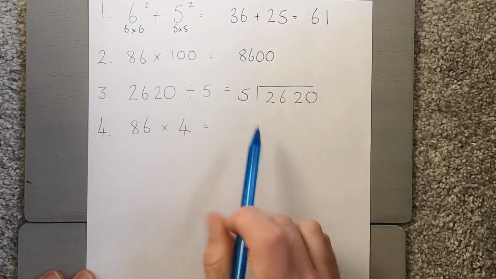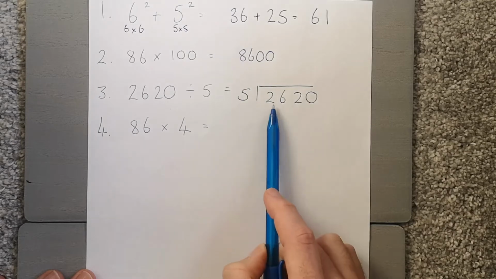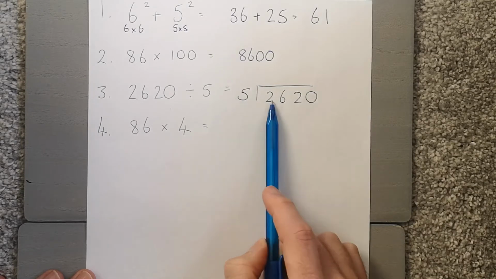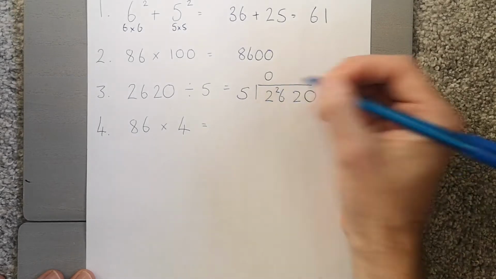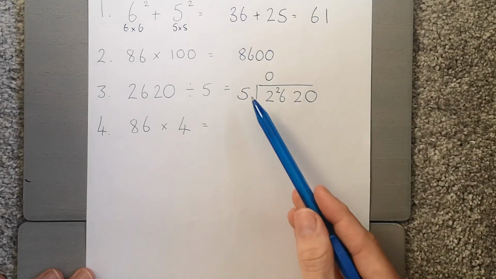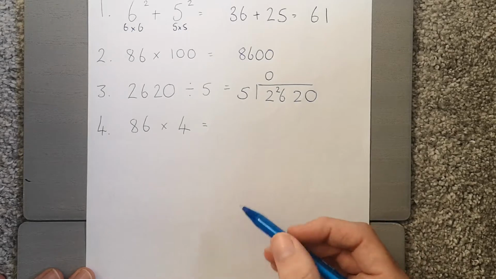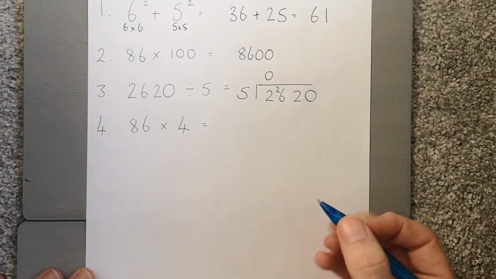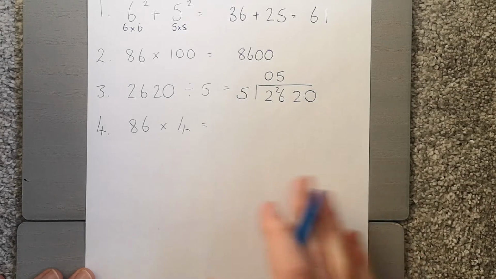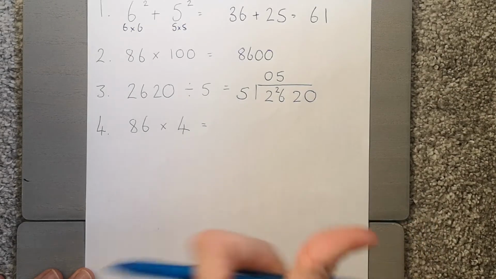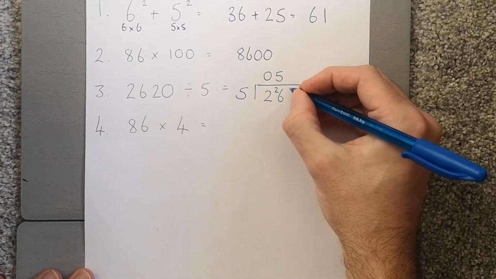So we'll do 2,620. How many 5s go into 2? I can't get any 5s into 2, not equally, so it'll be 0. I'm going to put that 2 over. How many 5s go into 26? Well, I know that 5 times 5 gives me 25. And I've got 1 left over from 26. 25, 26, that's 1 left over.